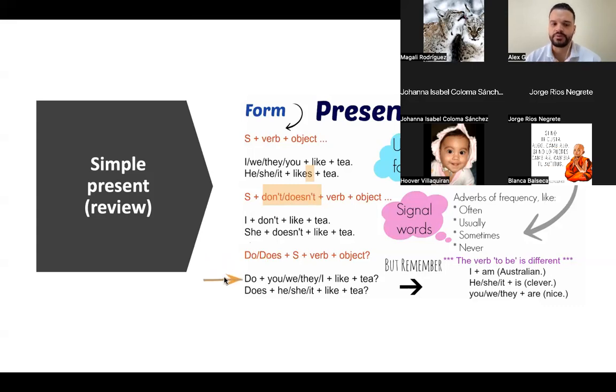Here we have some examples. Do you, we, they, I, plus like, plus the object. Do you like computer science? Excellent, very good. So do plus subject plus the verb and then the complement, okay? Very good. What about Blanca? Blanca, can you think of an example?